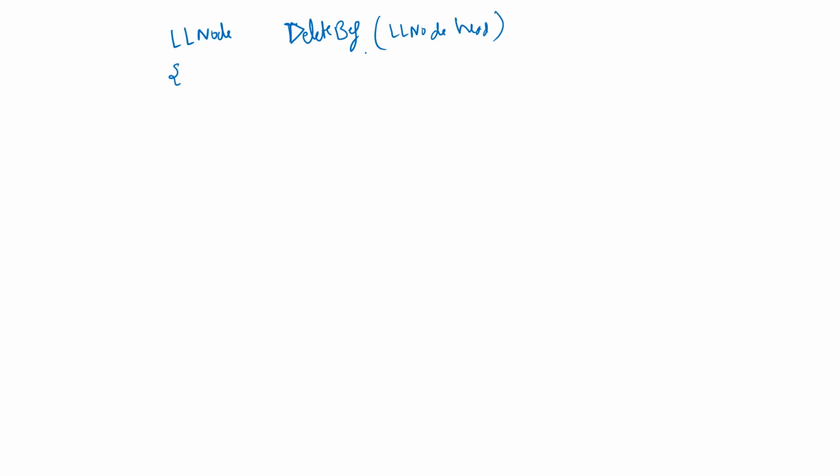Now you are given a linked list. You want to delete the first node in the linked list. So I'm again creating my same linked list. This is my linked list. You want to delete the first node from the linked list. So basically, this should get changed to this. Right. So how do I do this?